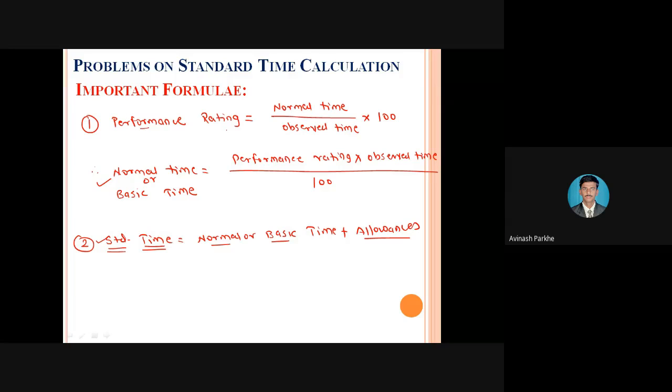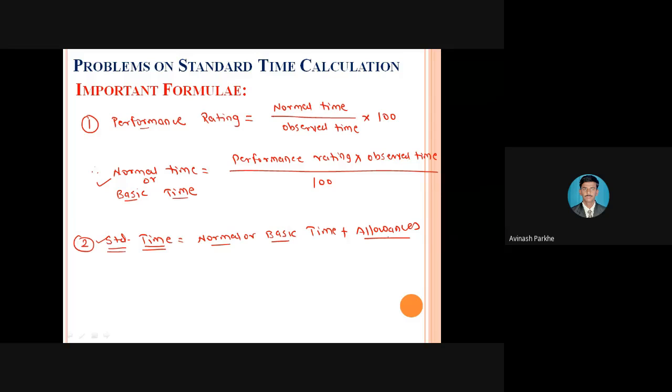One input is given and four options are given as answers. By using this formula, you have to do the calculation and immediately choose the correct answer in the form of standard time. Therefore, these two formulas are very important: one for the calculation of normal time and the second for the standard time calculation. By using the performance rating formula, I have defined the normal time formula, which is also called basic time. Also, the standard time is equal to normal or basic time plus allowances. There are so many types of allowances.